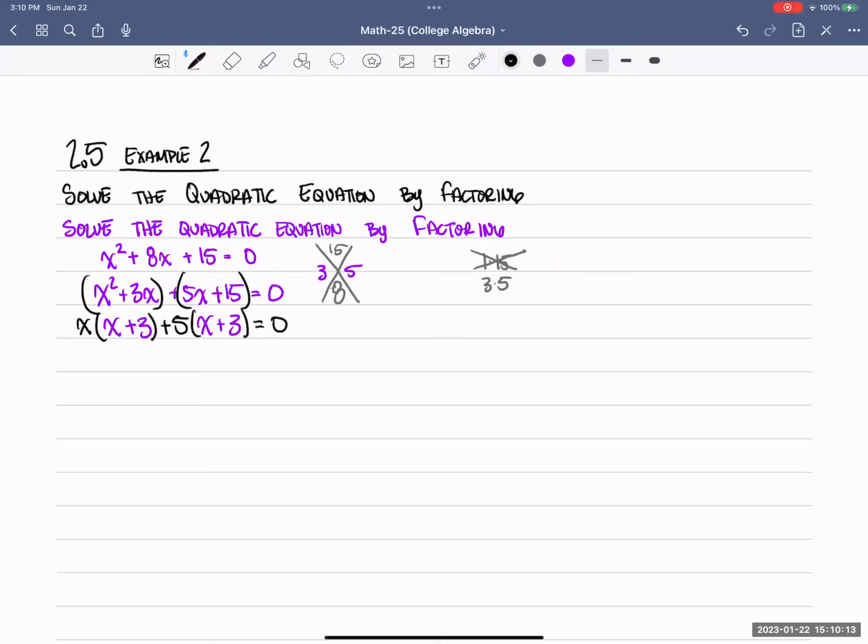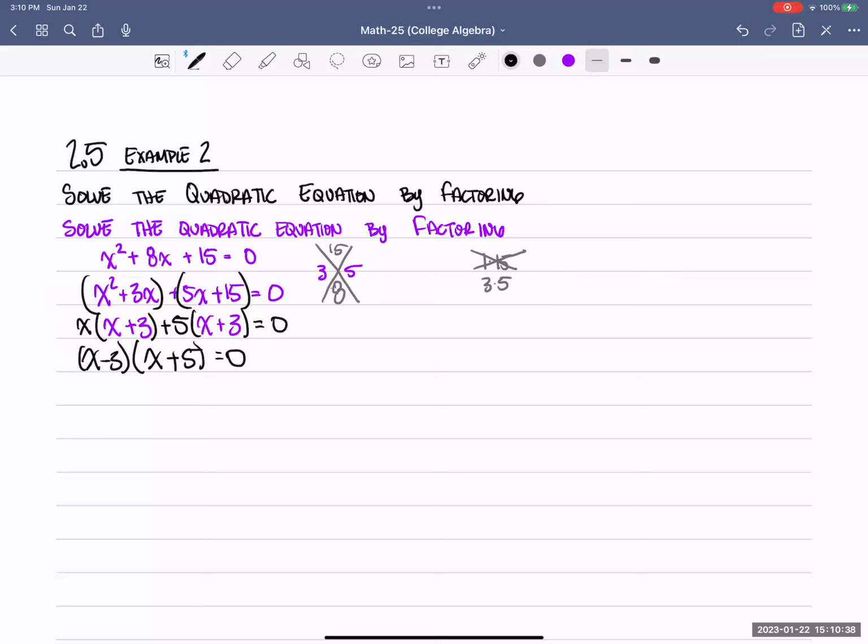And from here, I see that we could treat these two as terms, and each of them have that x plus 3 in common. So we could factor out that x plus 3. When we factor it out from this group here, we're left with just x, and when we factor it out from this group here, we're left with just a positive 5.